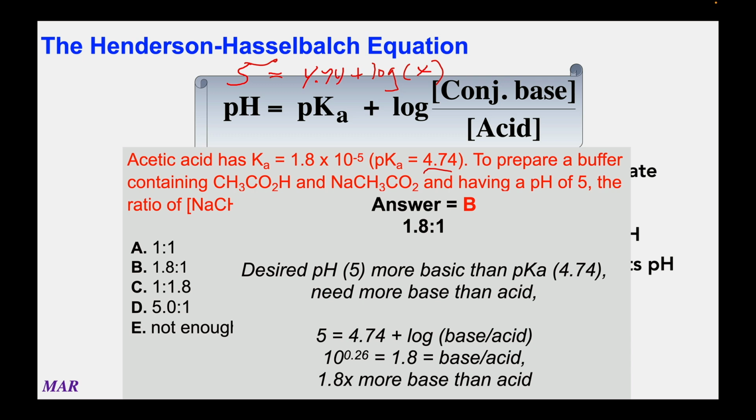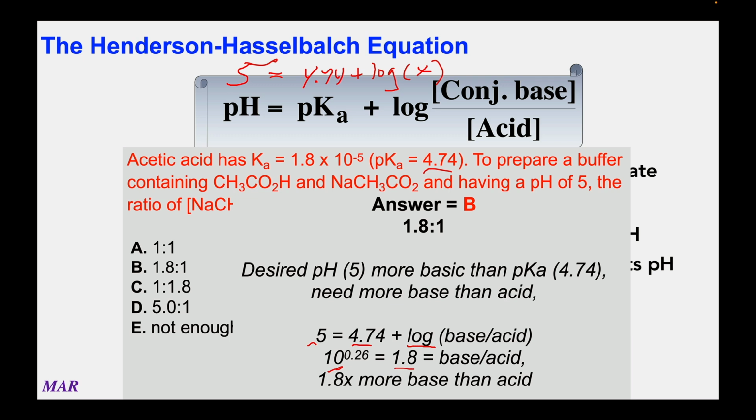If you do all of that, you're going to get a ratio then of 1.8. So you can see once again what happened there. We wanted a pH of 5. pKa 4.74. 5 minus 4.74 is 0.26. And then to get rid of this base 10 log, you go 10 to the power of. So 10 to the power of log just cancels out. 10 to the 0.26, 1.8. So 1.8 is the ratio.